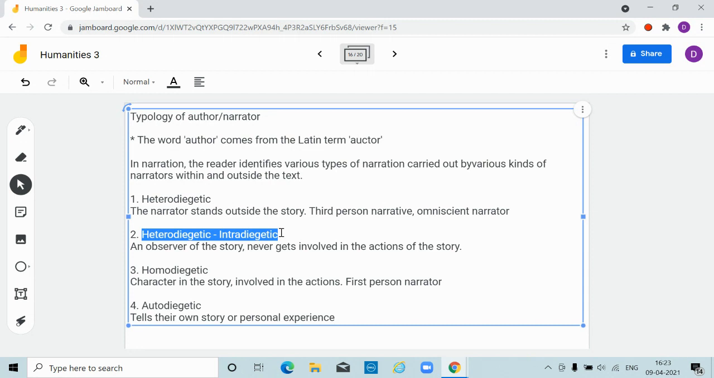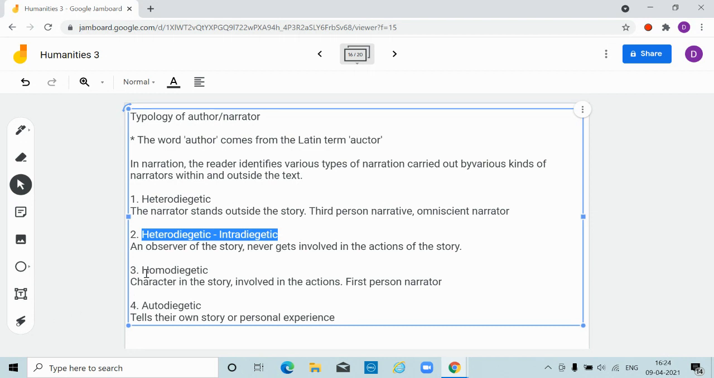The perfect example of a heterodiegetic, intradiegetic narrator is the character of Mr. Lockwood from Emily Bronte's Wuthering Heights. If you have read Wuthering Heights, you'll understand that it is through the eyes of Mr. Lockwood that the story unfolds. But he never plays any part in the story. He's there in the story, but he does not do anything other than relating to us what has happened to the other characters. Other than that, he is not involved in any of the major action.